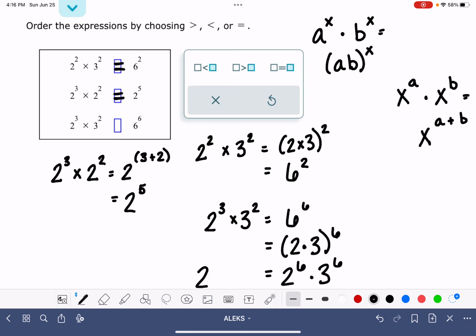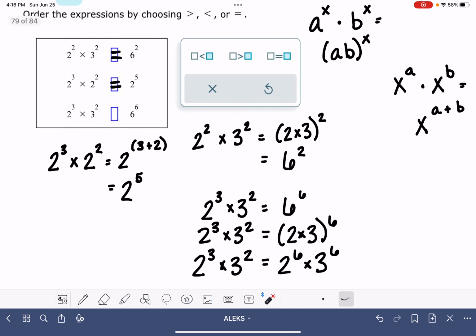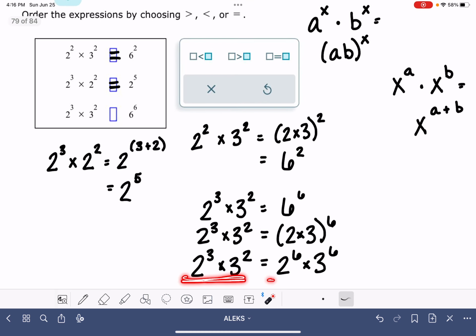And we're comparing that to 2 to the 3 times 3 to the 2. So we can see right away that this side of the equation is not equal to the other side of the equation. 2 to the 3rd is much less than 2 to the 6th. 3 to the 2nd is also much less than 3 to the 6th. So we're going to be using the less than symbol because the right side of the equation is much greater than the left side.